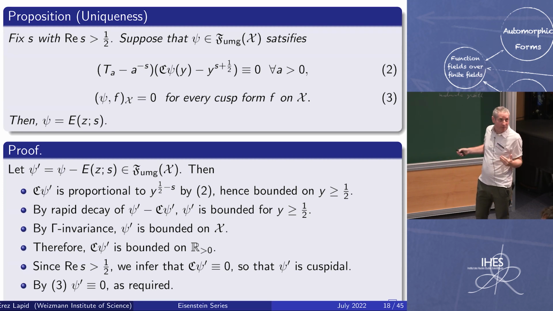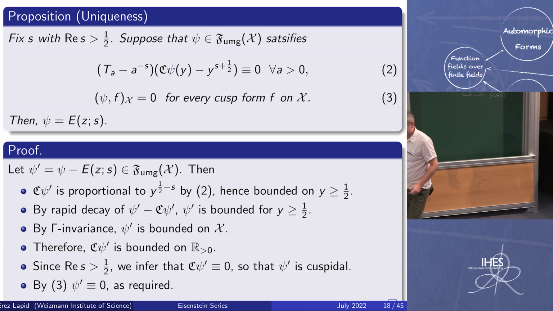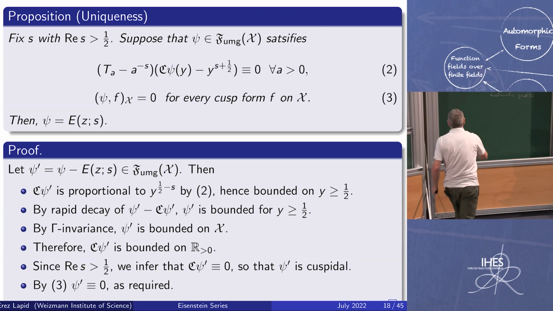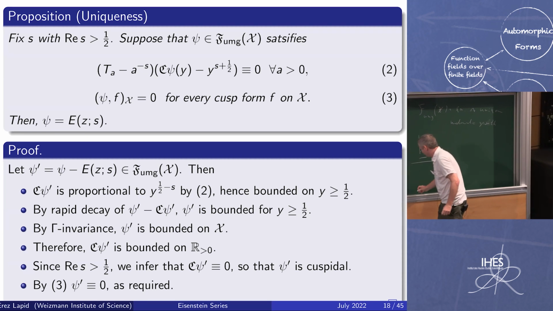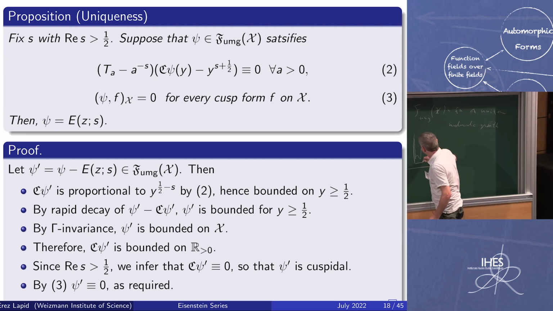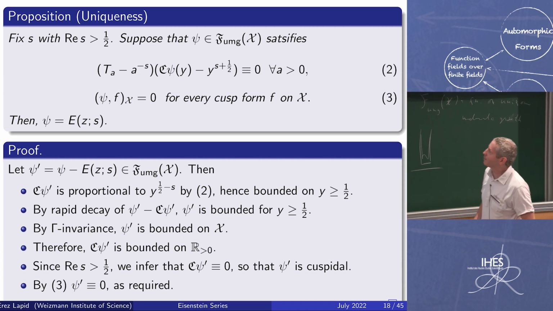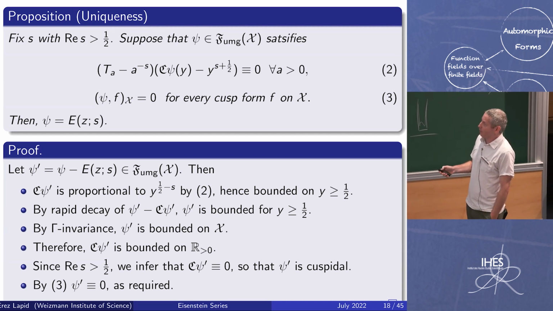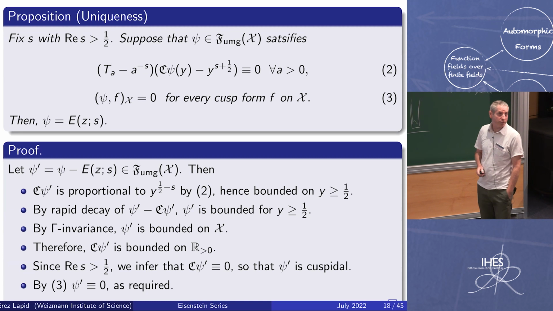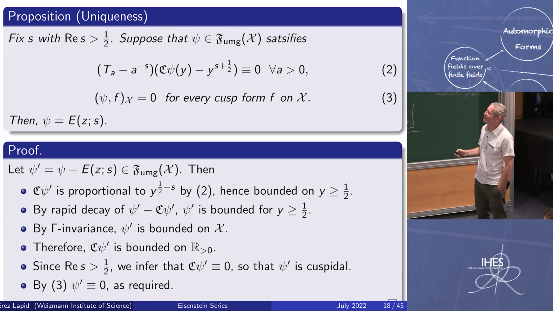But now I claim that psi prime is bounded on the whole of X, because this set contains, oops, I lost my chalk. But this set contains the Siegel set, right? So this is a fundamental domain, and so it contains something. It's contained inside y bigger than half. The half is, of course, not so important. So the function is bounded on the whole space X. That's kind of the key step.